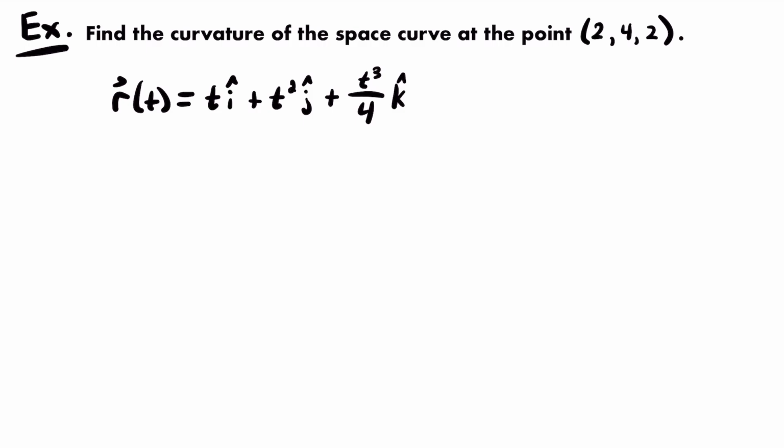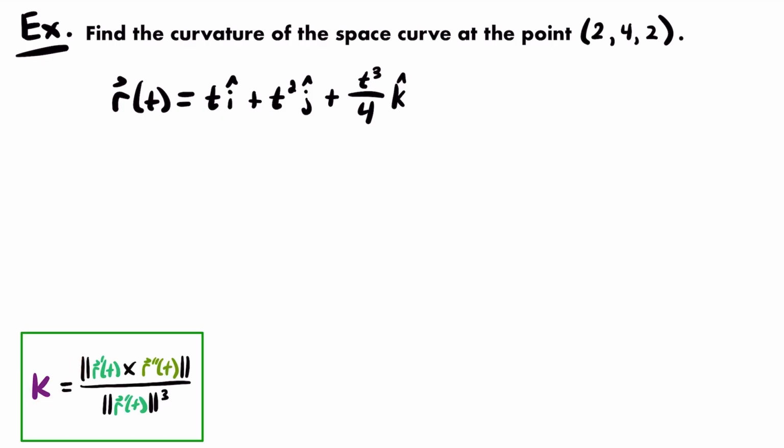In this case, the components of our vector function are polynomial expressions. They are nice little algebraic expressions, and so we can make use of a formula that we have not used yet in this video. We're not going to use the formula we used in the previous two examples. Instead, we're going to use the formula that involves the cross product. It looks like this: the curvature k is equal to the magnitude of the cross product between the first and second derivatives of our vector function, divided by the magnitude of the first derivative cubed.